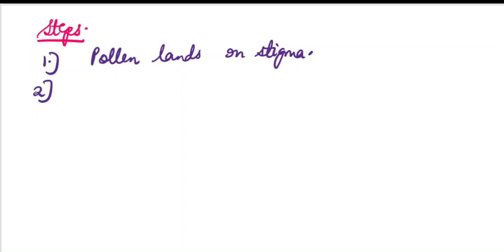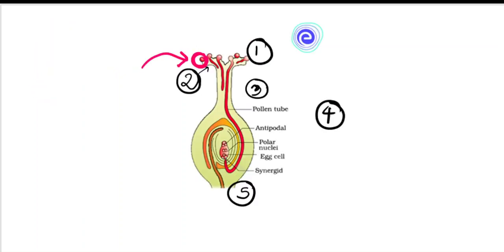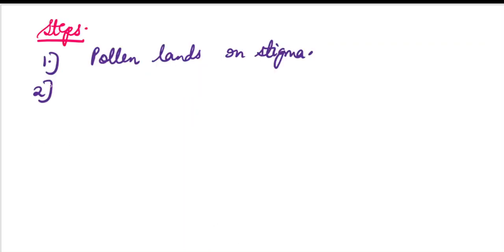That's what you can see here. Pollen has got landed on the stigma. So deposition of pollen grain is done. Landed means it has got deposited on the stigma. So I will write lands means deposited. You can write another word as landed, or you can say deposited.